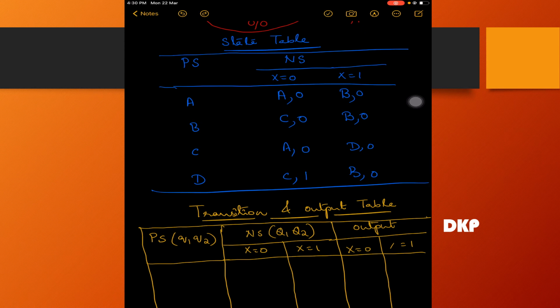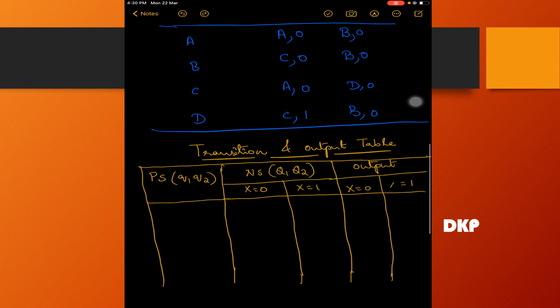Here what we are going to do is assign the values for the states A, B, C, D. The state assignment is done here. For A, I'll assign the value 0, 0. For B, 0, 1. For C, 1, 0. And for D, 1, 1.